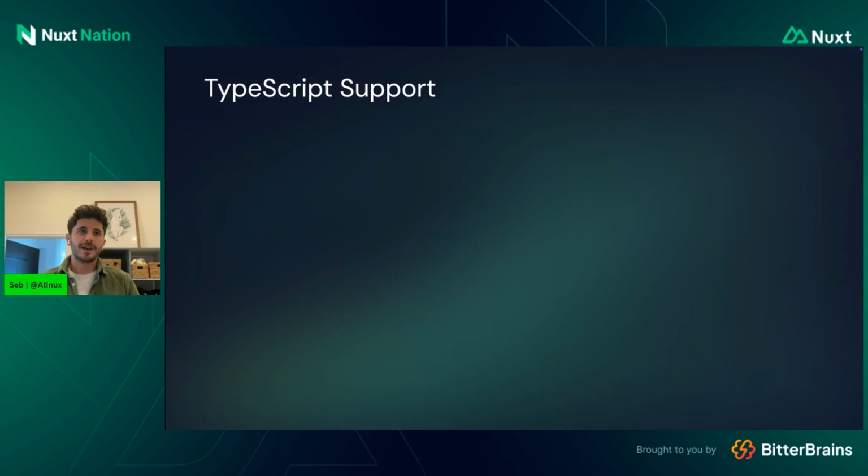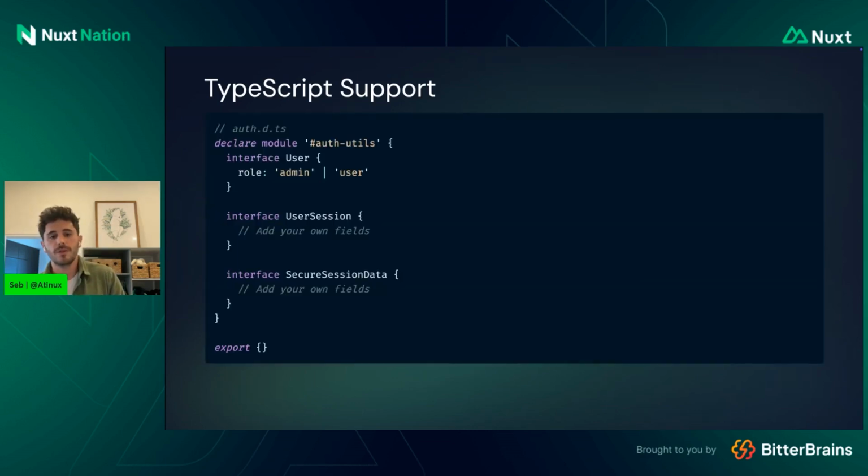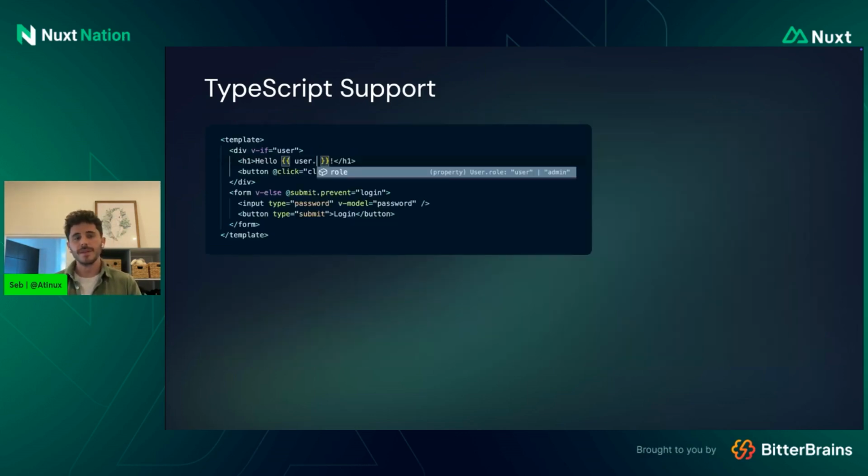TypeScript support. As Nuxt Auth Utils is written in TypeScript, we also allow type augmentation for the user session. All you have to do is create an auth.d.ts file. It's documented in the README, and you can specify the types of your user object, the user session object, and the secure property. This will obviously provide autocomplete in your backend and your frontend.